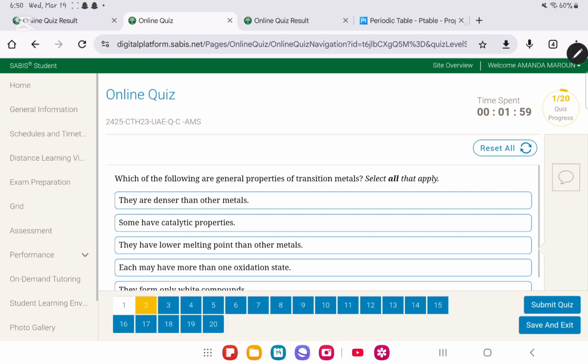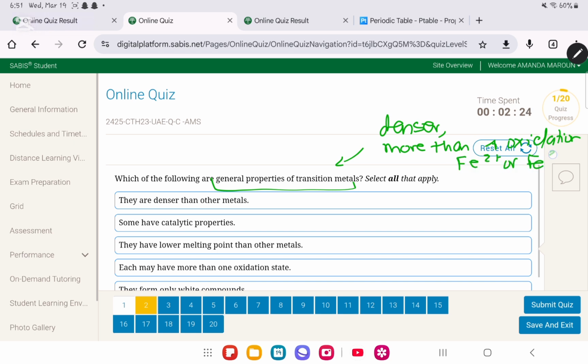We talk about transition metals. They said, what are the general properties of transition metals? What do you need to know about transition metals? It's that they are denser than other metals. They have more than one oxidation state. For example, Fe, you can take Fe2 plus or Fe3 plus.